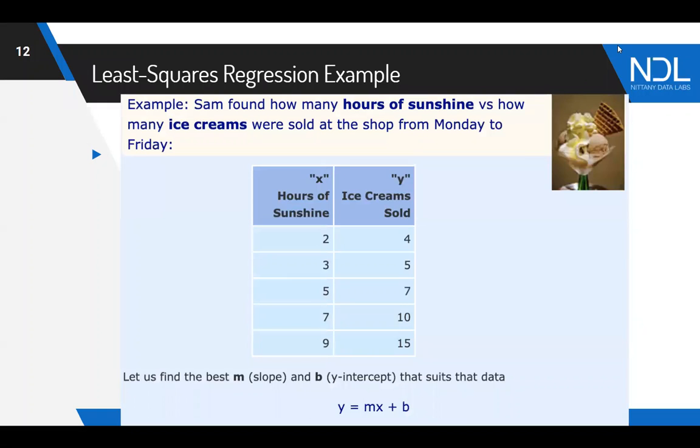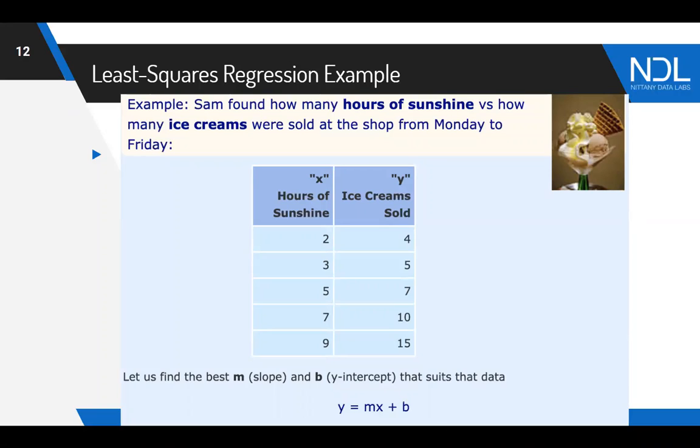So let's do a quick example. Here, Sam found how many hours of sunshine versus how many ice creams were sold at the shop from Monday to Friday. So X is the hours of sunshine, Y is the ice cream sold. Then you have a bunch of data points. So let us find the best slope and y-intercept that suits this data.